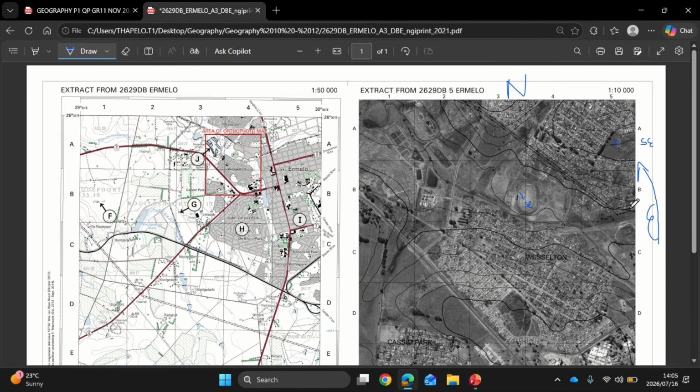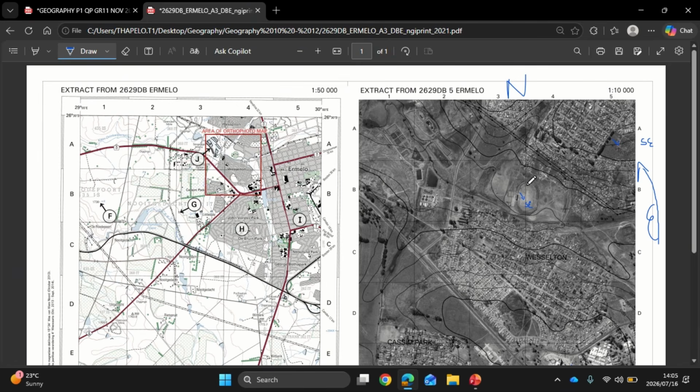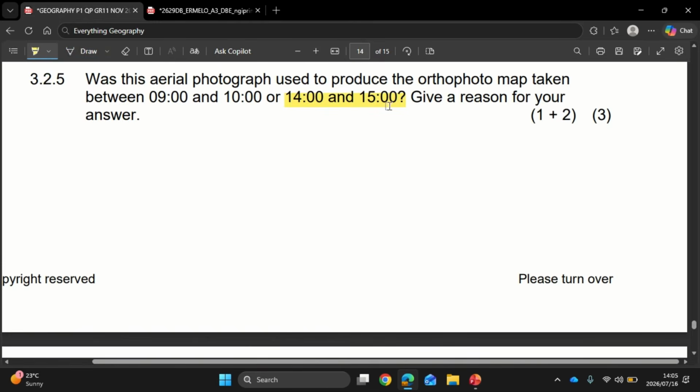So I said that if the shadows lie towards the southeast, we know that the aerial photograph was taken rather later in the day. So to answer this question, we can say that the image was taken between 14 hours and 15 hours, and the reason for our answer is that the shadows lie towards the southeast. So that's how you will answer this question.